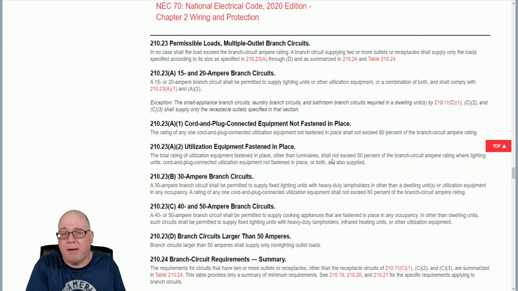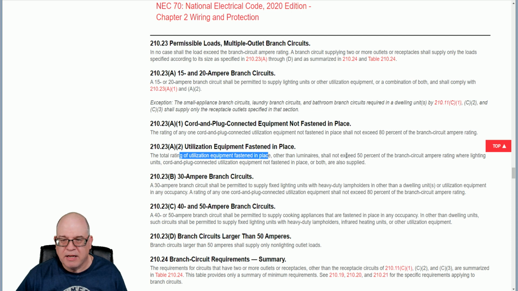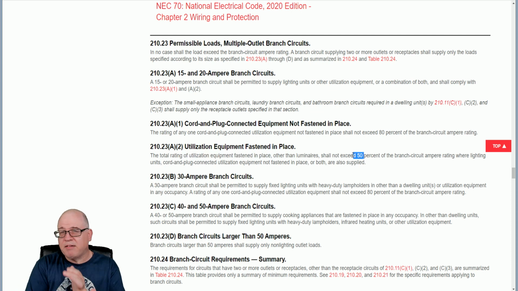Okay, it's still a 20 amp branch circuit. However, as you see here, I would limit the total rating of the utilization equipment that is fastened in place, it can't exceed 50%. So that piece of utilization equipment on a 15 amp circuit could not exceed 7.5 amps. So I look at the piece of equipment, the utilization equipment, I look at its rating. If that rating is not more than 7.5 amps, then it's okay to be on that circuit. If it's greater than 7.5 amps, if it's a 15 amp branch circuit, then it can't be on that circuit.